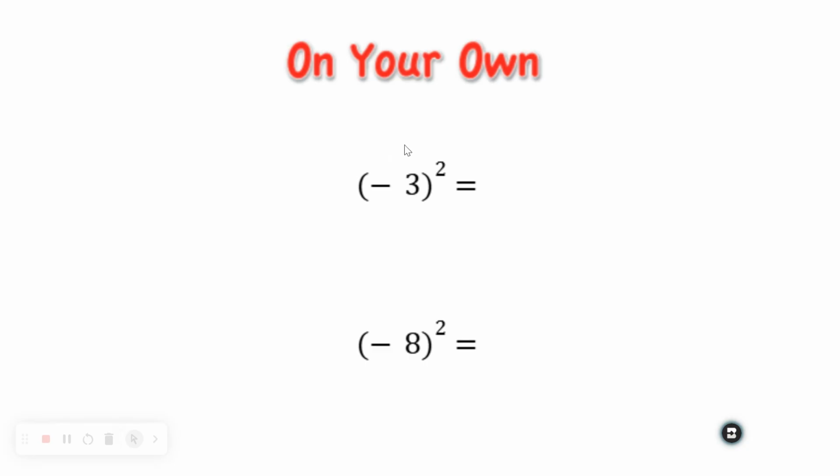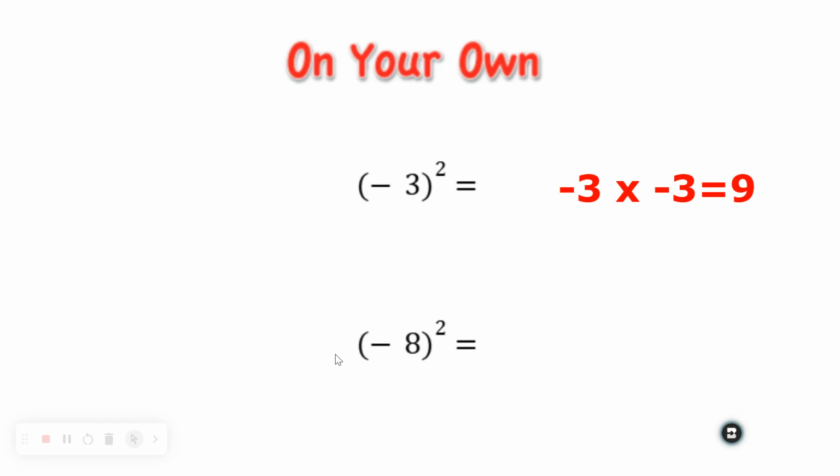Okay, so we have -3 squared. I need to take -3 and repeat it 2 times. That's going to look like -3 times -3. The same sign. When I multiply two numbers with the same sign, I have a positive answer. 3 times 3 is 9.